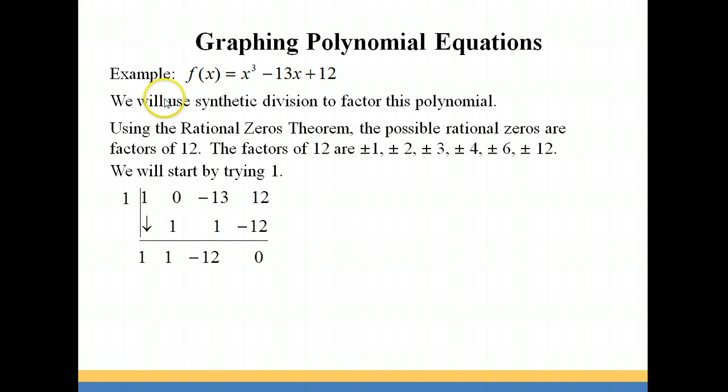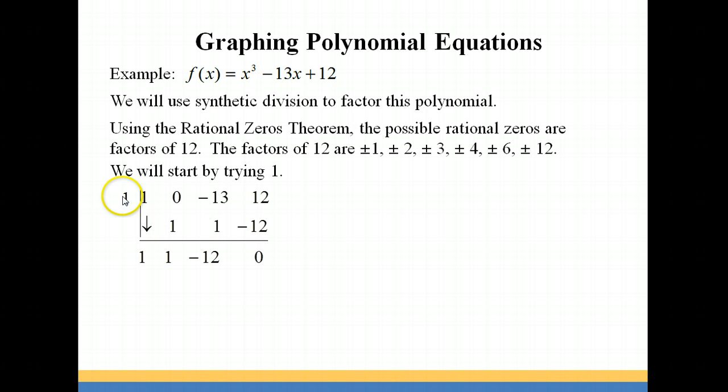So what I did here was I rewrote the polynomial without any variables. So this is 1x to the third, 0x squared. If you're missing a term, you've got to put in a 0. Negative 13x plus 12. And we're going to divide the 1 into it. So we're going to bring down this first 1 and then multiply the 1 times 1 and put it in this second position here. Then we're adding down and we have 1.